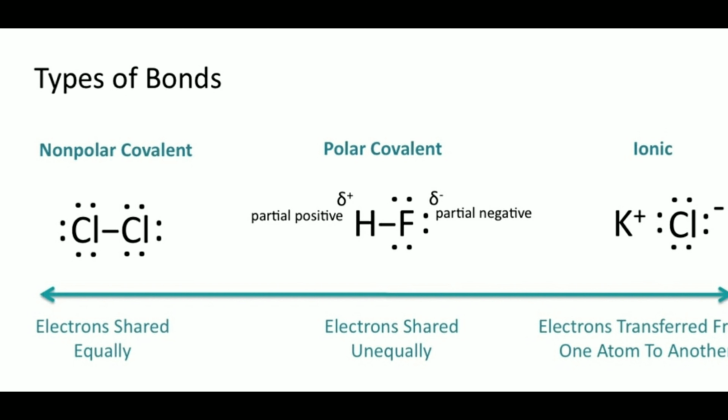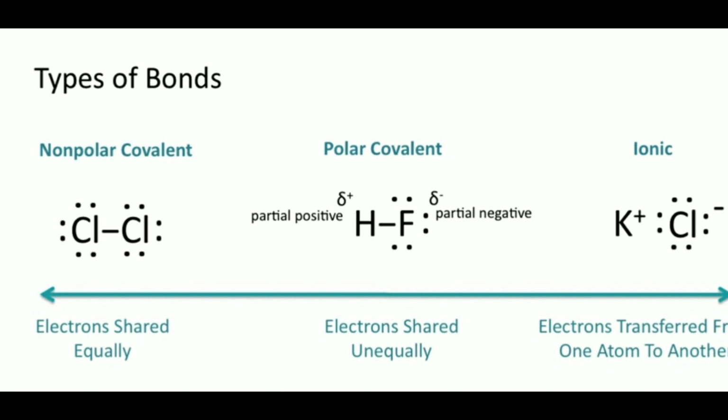In a diatomic element, the total charge is 0. There are no charges present when electrons are shared equally. But in a polar covalent bond, electrons are unequally shared, so there's a partial positive charge and a partial negative charge, but the total charge of the compound still remains neutral, or 0.